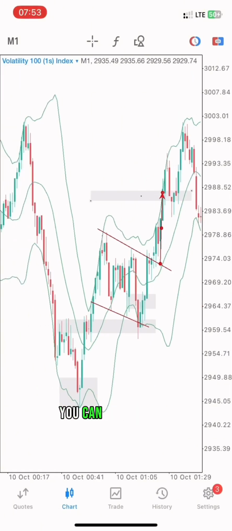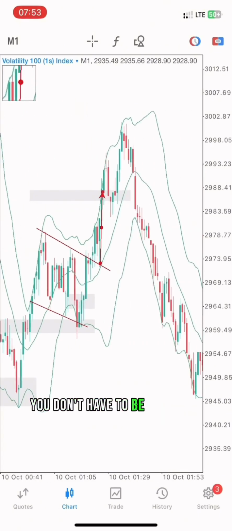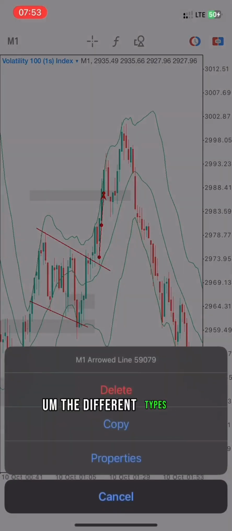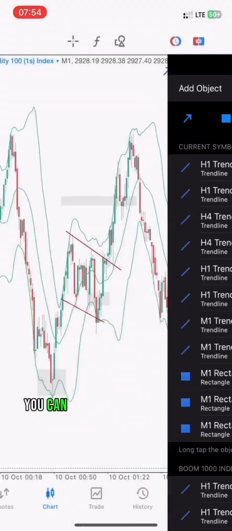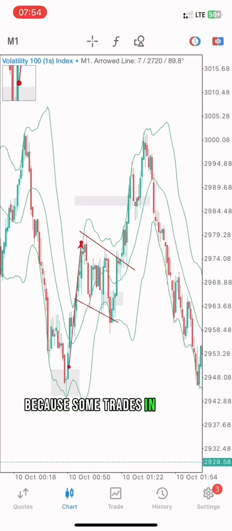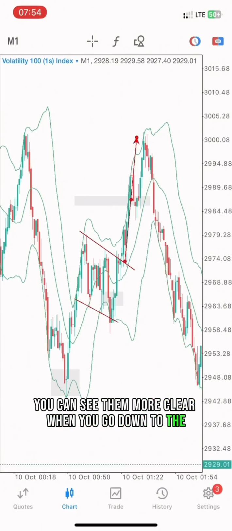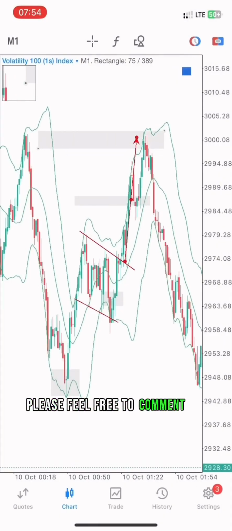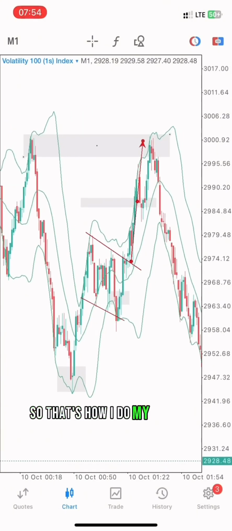It can be any time frame. If you're trading the 1 hour, you can go to the 15, you can go to the 5, you can go to the 1. It's okay. You don't have to be confused that you have to analyze the different types of timelines. You can just use them for sharp entry and to see more clear, because some trades in the higher time frame are not clear. You can see them more clear when you go down to the lower time frame. I hope you do understand, but if you don't, please feel free to comment so that I can try to make it more clear. So that's how I do my TP there.